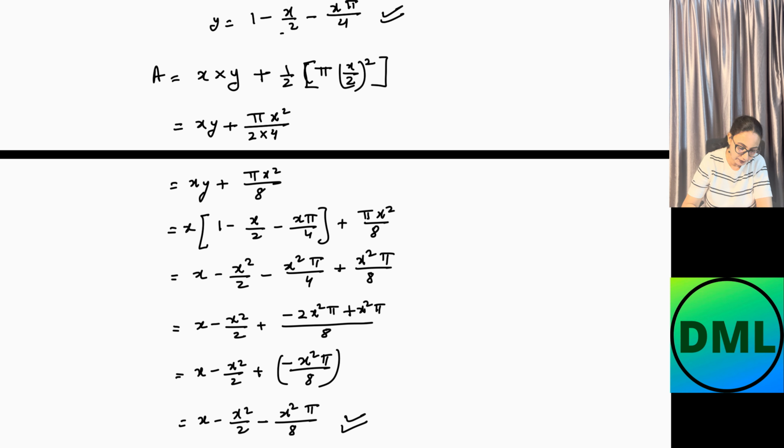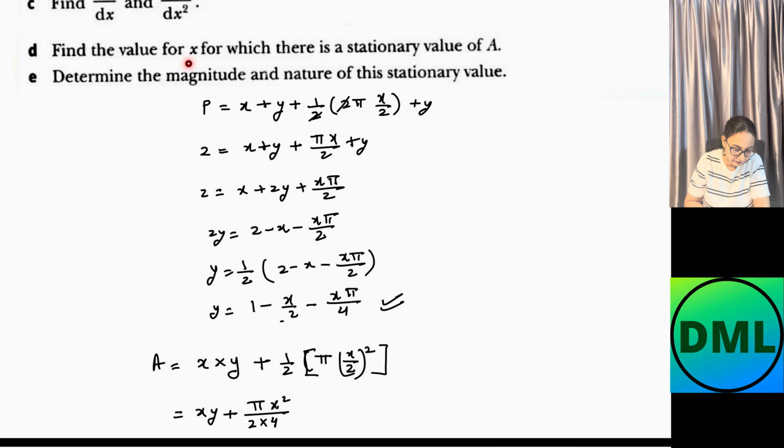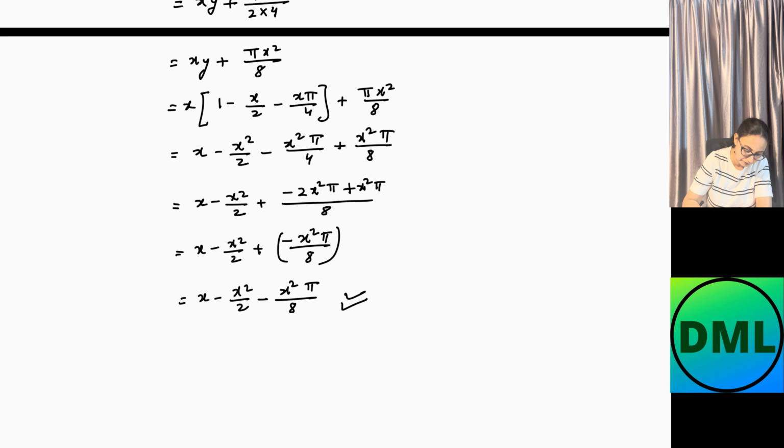The next part of the question is, find the value for x for which there is a stationary value of A. I need to get the value for x so that dA by dx is equal to 0. I need to differentiate my function here.